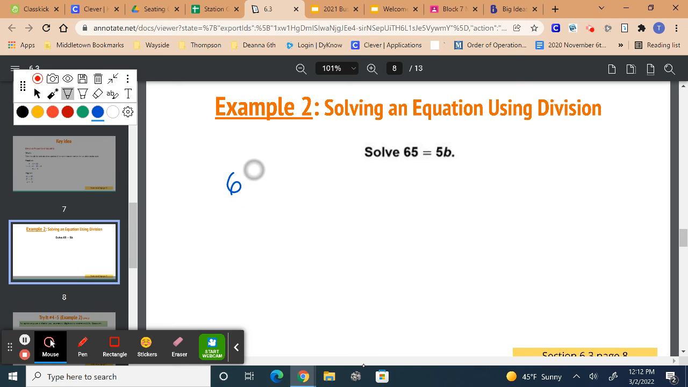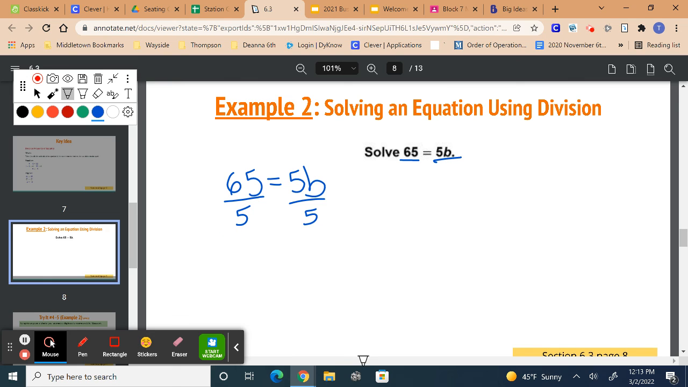Alright, so you're going to write 65 equals 5b. Ready? What's your goal? You want your variable to be alone. What's in the way? 5. What operation do you see? Multiplication. What's the inverse? Division. How do you show division? Fraction. Alright, what am I dividing to both sides? Good. Oh, I'm doing it to the wrong problem. Well, it's the same problem, but.